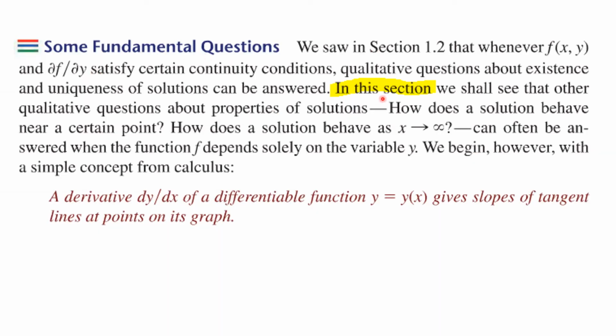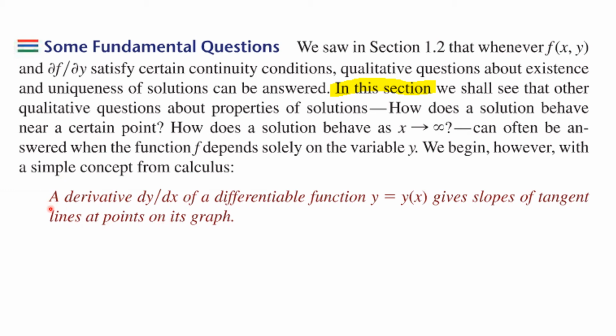In this portion, we'll see that qualitative questions about the properties of solutions can be addressed. For example, how does a solution behave near a certain point? We're going to talk about attractors, repellers, and semi-stable situations. How does a solution behave as x goes to infinity? This can often be answered when the function f, in dy/dx = f(x,y), depends only on y. And we're going to begin, though, by talking about these direction fields.